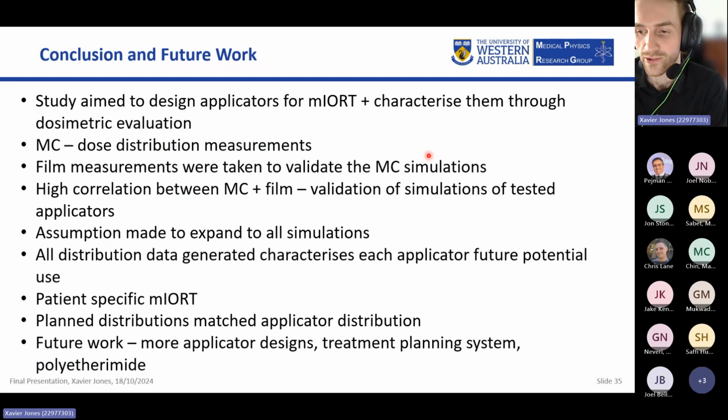The distribution data generated characterizes each applicator for potential future use, such as in patient-specific MIRT, where applicators may be chosen based on a specific distribution required for the patient. In terms of future work, more applicator designs could be produced, or a treatment planning system using this data may be developed. A study using polyetherimide instead of the Volcano PLA may also be an option, because this will help transfer this into clinical use.